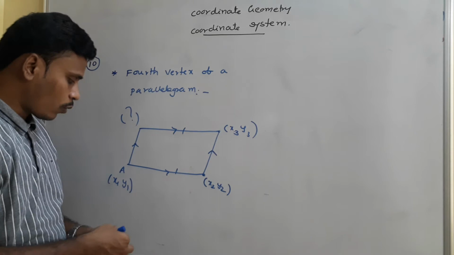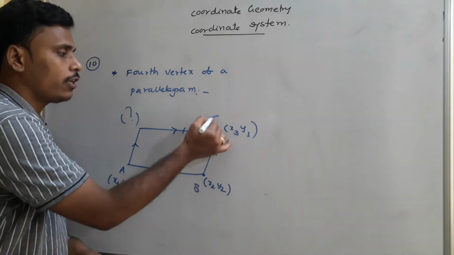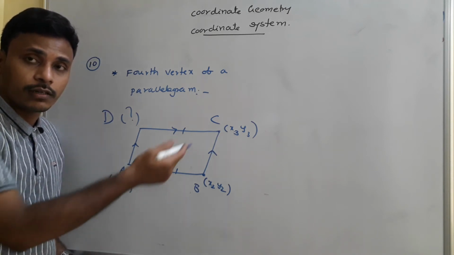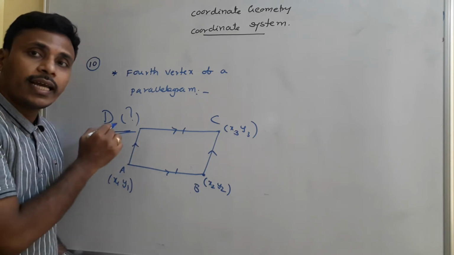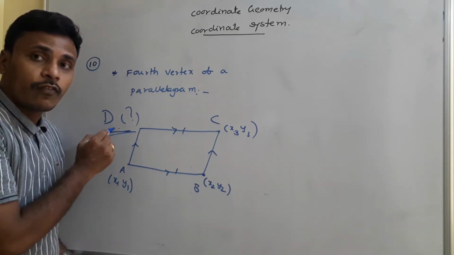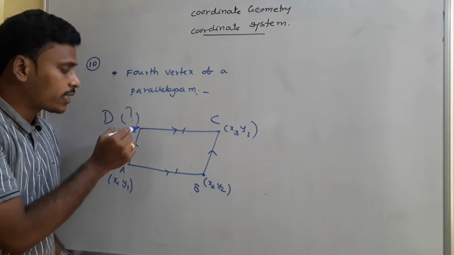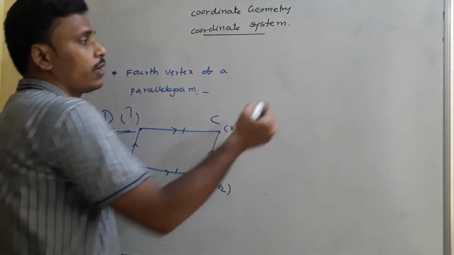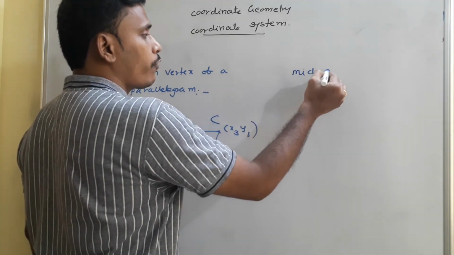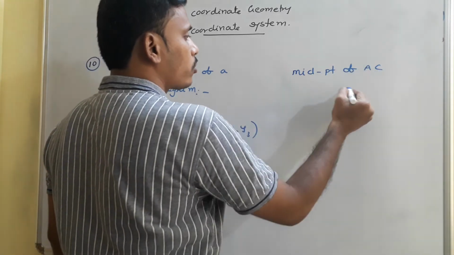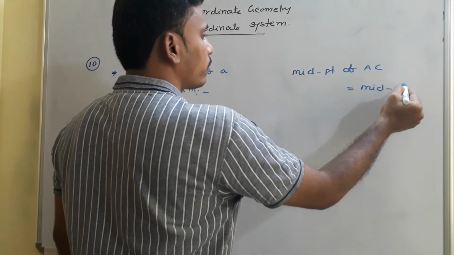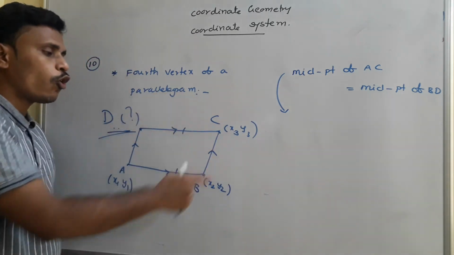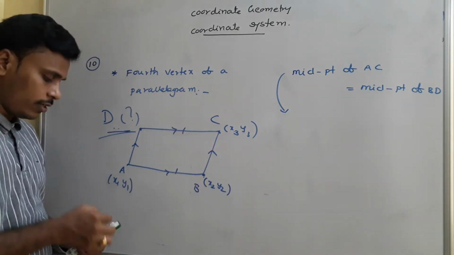What are these three vertices? A, B, C are in an order, and we need to find this D. As we discussed in the previous situation, since you don't know D, take it as (alpha, beta) and use the midpoint formula. For a parallelogram, the midpoint of BD is equal to the midpoint of AC. By using this logic for these four, you will get that fourth vertex D.